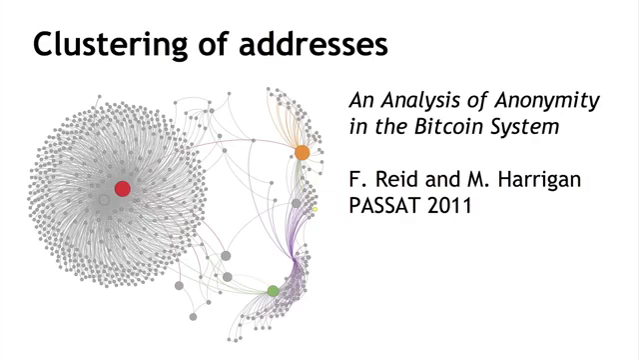Now, in particular, one of the papers that used this technique used it for a particular purpose. There was a well-publicized Bitcoin theft a few years ago, and the authors of this paper decided to see how this thief had been moving Bitcoins around between multiple addresses of his own. And so this is that paper in question. It's called An Analysis of Anonymity in the Bitcoin System.